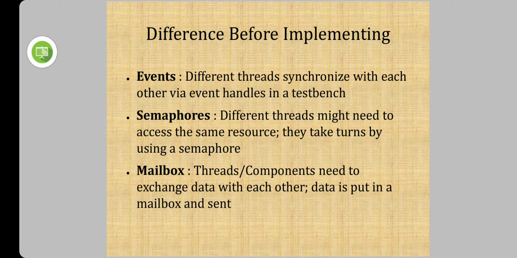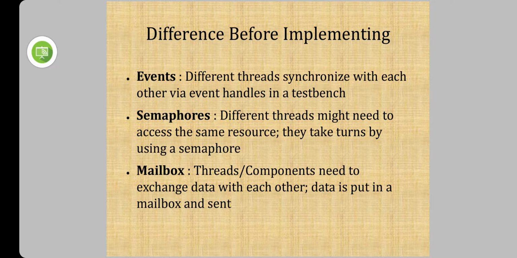So here are the differences. Coming to events, different threads synchronize with each other via event handles in a testbench. For example, you have two threads, which may be procedural blocks like an initial block or an always block. When you need synchronization between these two threads, you can make use of events. We'll be seeing some examples in the coming slides.